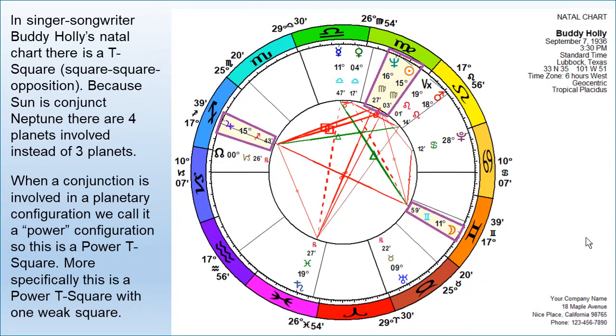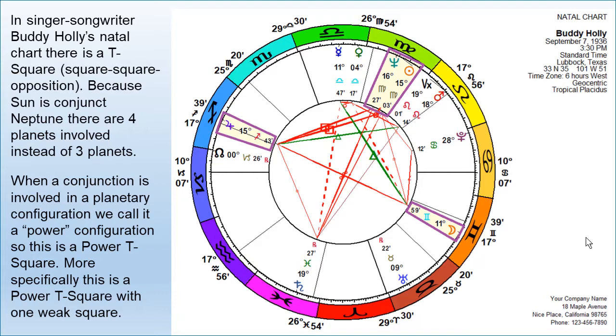Now, let's look at power configurations and spreading configurations. First, power. What is a power pattern? We use this term a lot. Power means conjunction. When there's a conjunction, because of that conjunction, it's adding another planet to the configuration, a quick way to identify that is just to call it a power configuration.